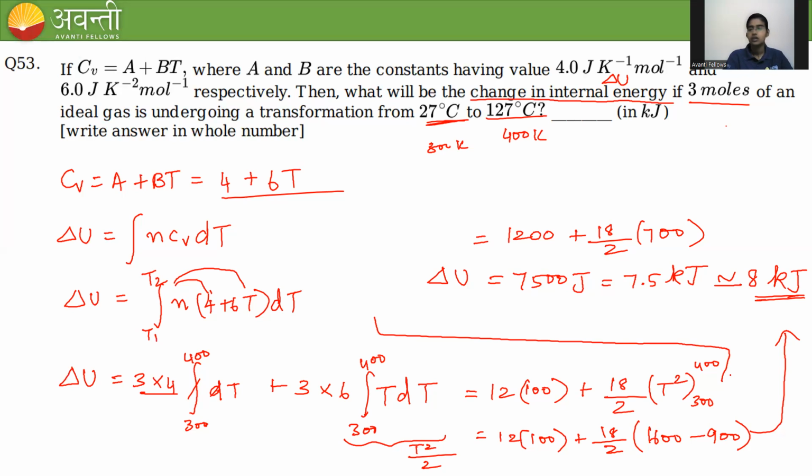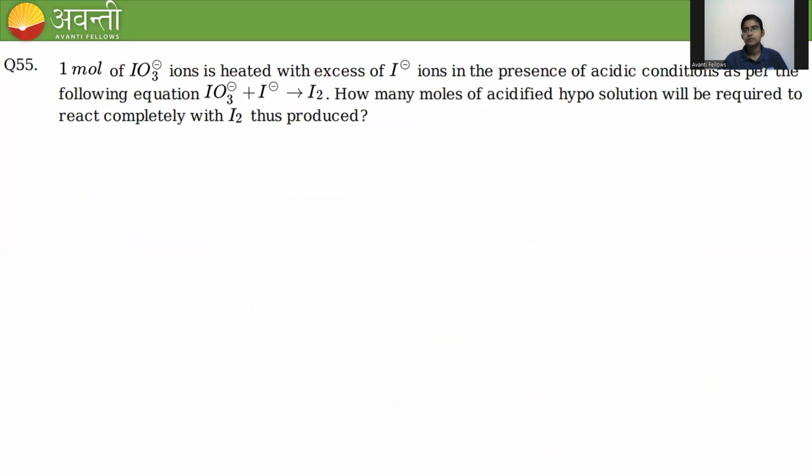Got it? Now coming to question number 55. 1 mole of IO3 minus ions is heated with excess of I minus ions in the presence of acidic condition as per the following equation: IO3 minus plus I minus giving I2. How many moles of acidified hypo solution will be required to react completely with iodine thus produced? So we have to find out the number of moles of acidified hypo solution that is required to react with I2. So first let me take the equation.